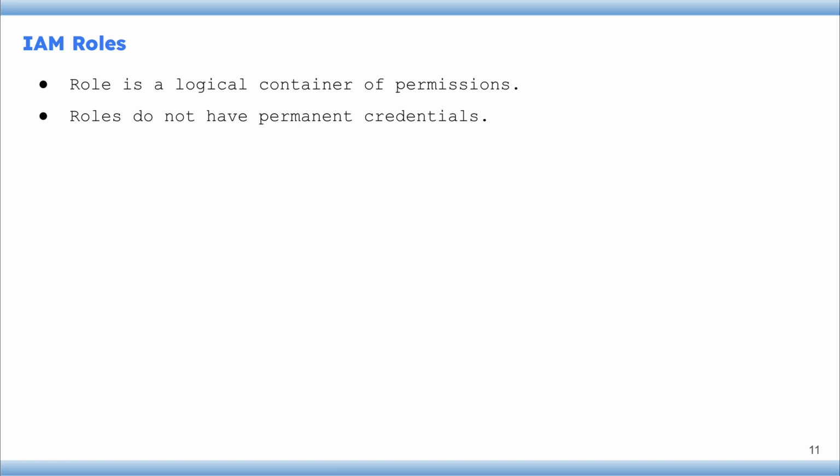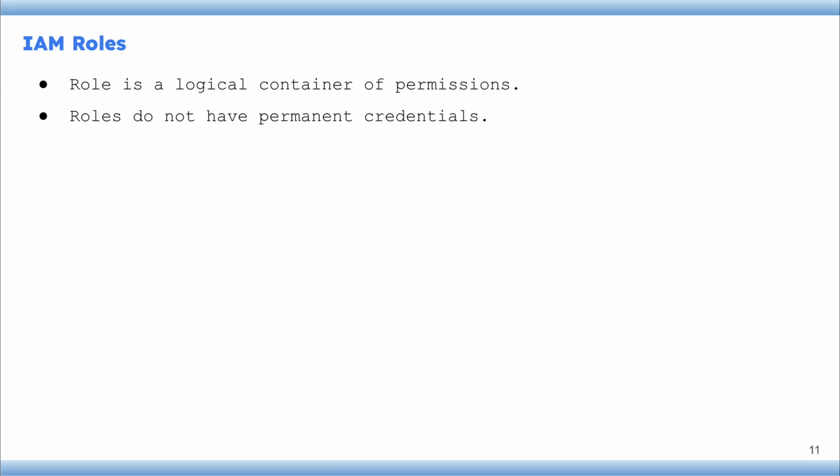Now we will understand what are IAM roles. An IAM role is nothing but a logical container of permissions that can be temporarily assumed by a user, application, cloud service, or external identities as well. Roles do not have any permanent credentials. Instead, they issue temporary access tokens, which greatly improves your security.